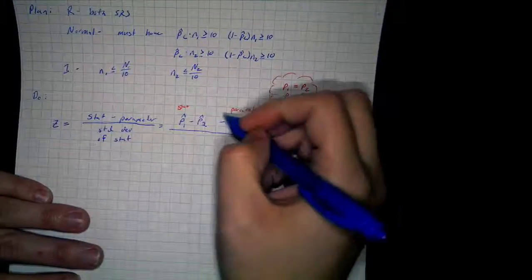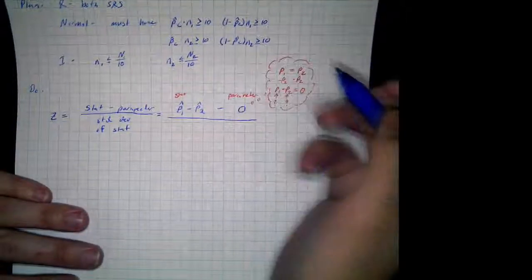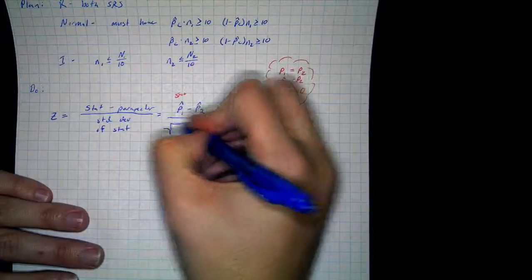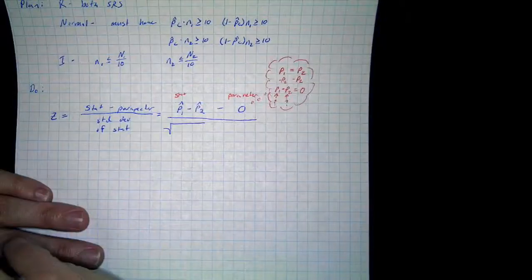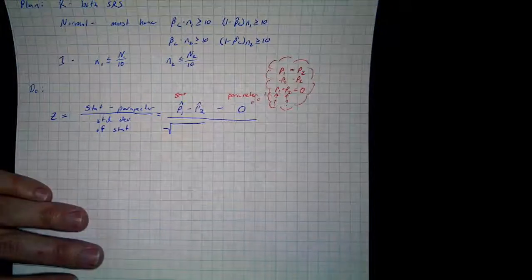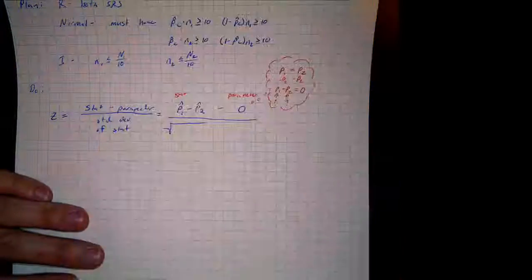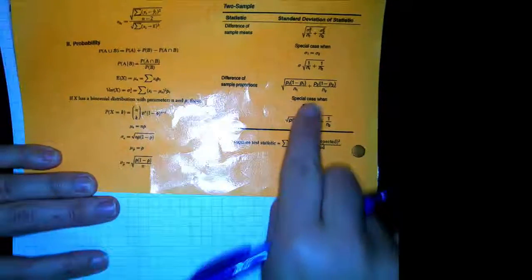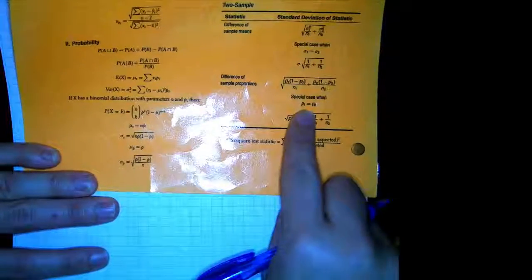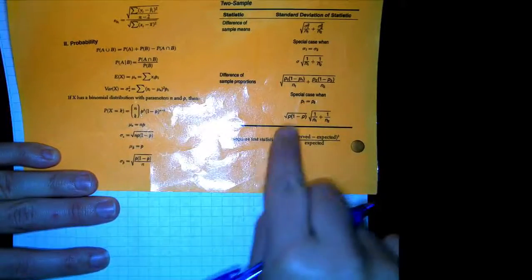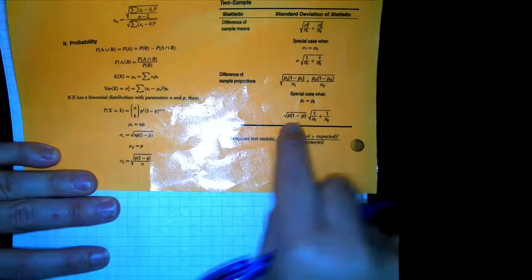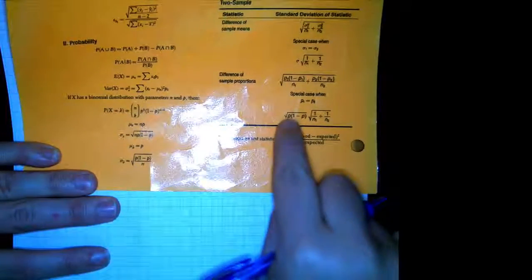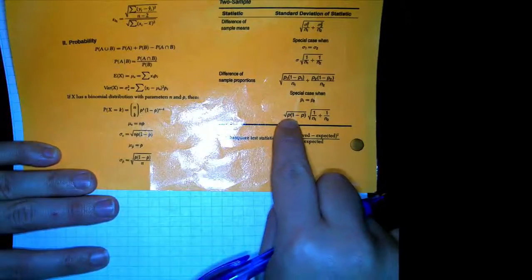All over the square root of, now standard deviation of statistic, we come back over here to the formula chart. You see difference of proportions? There's a special case when P1 is equal to P2. And you have that one proportion. What is that one proportion called for us? It's our P hat C, right? Alright, so we're going to fill that in.